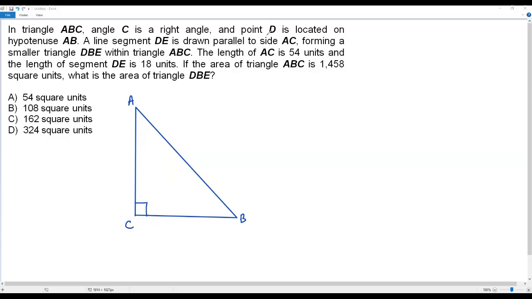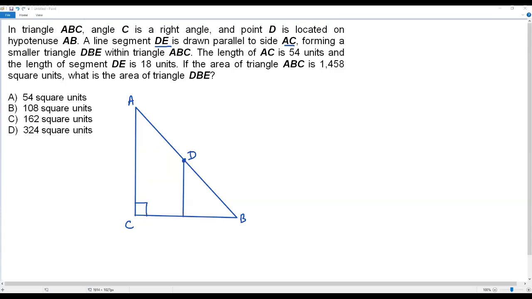Okay, now we have to plot the point D on the hypotenuse AB. Actually, AB is the hypotenuse because this is the side opposite to the right angle. So in any right triangle, the side which is opposite to the right angle is the hypotenuse. Now we have to plot the point D on the hypotenuse over here. Let me plot the point D over here. Now what we have to do is draw a line segment DE which is parallel to AC. Okay, let me draw a line segment DE which is parallel to AC.